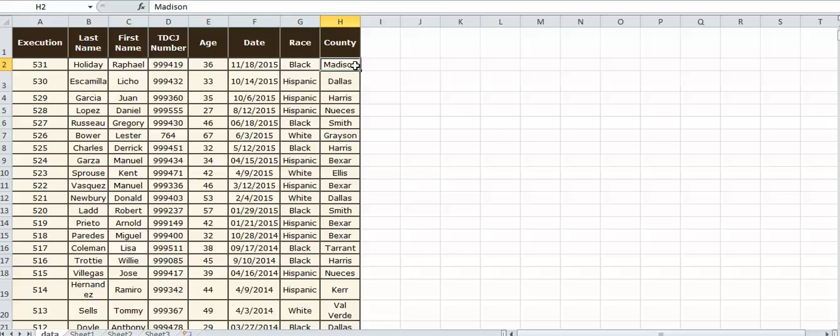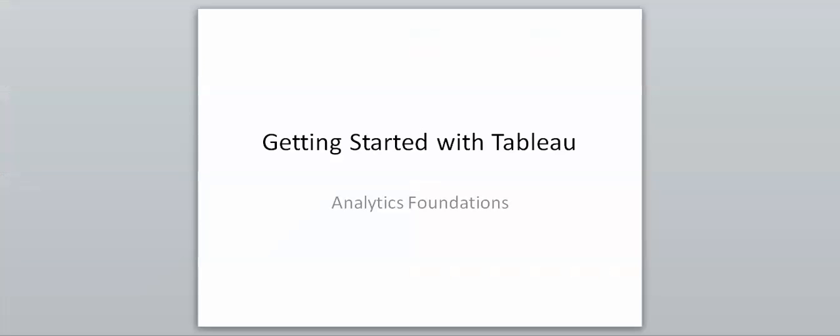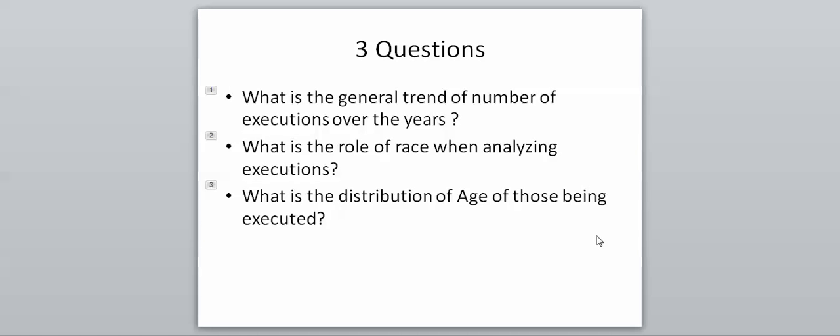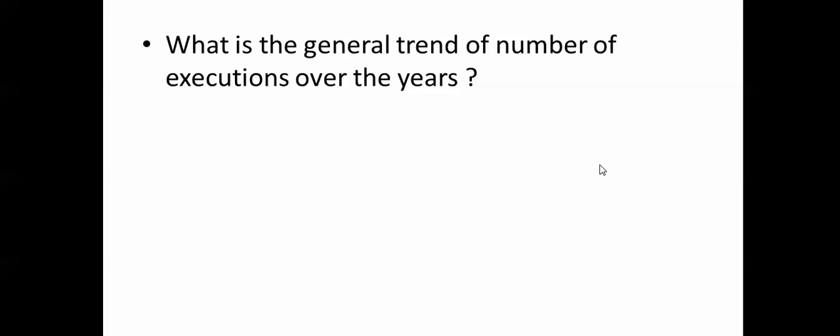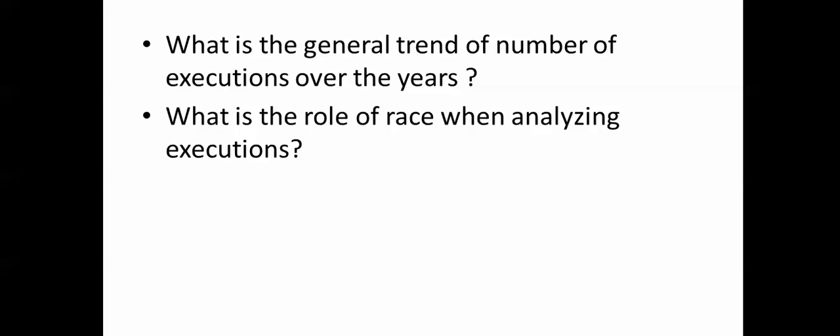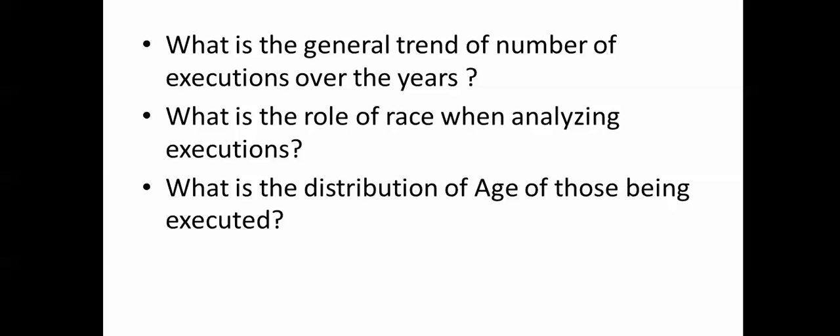So we want to use this data set and answer three specific questions. Let's see what those questions are. The first question is, what is the general trend of number of executions over the years? The second thing is, what is the role of race when analyzing executions? And thirdly, we look at the distribution of age of those being executed. So we will use Tableau to answer these three questions.